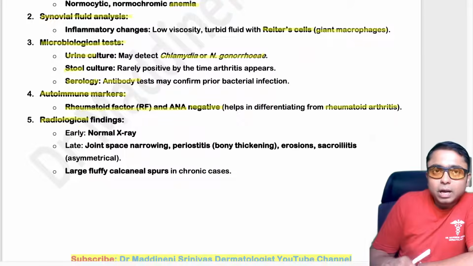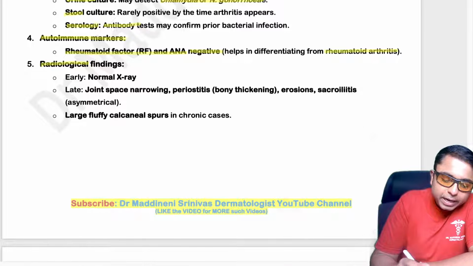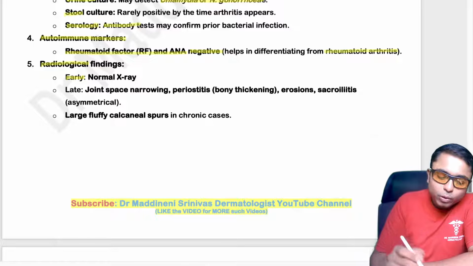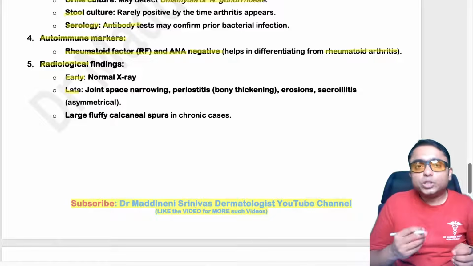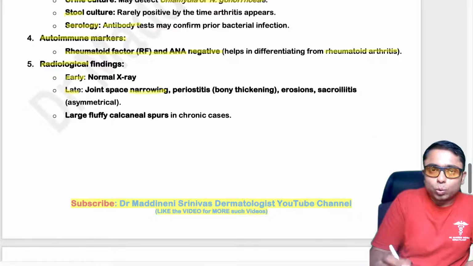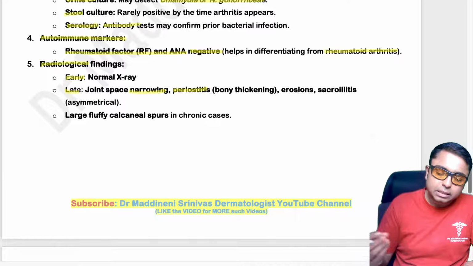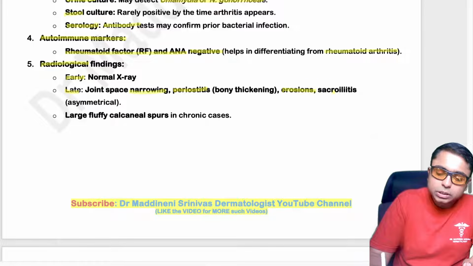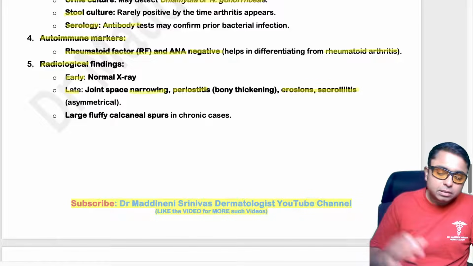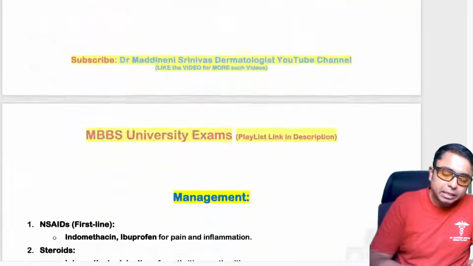If you see the X-ray findings, early X-ray may be absolutely normal, but later on the joint spaces may be narrowed, and periosteal thickening, that is bony thickening, erosions and sacroiliitis can be noted in the radiology.